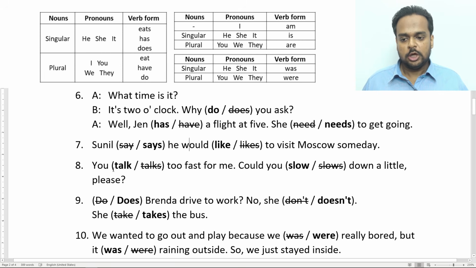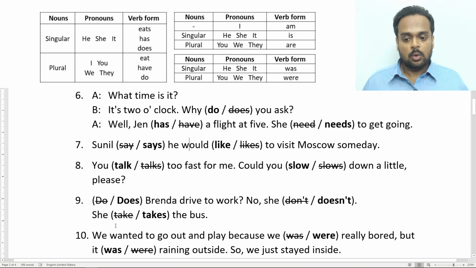Number 8, you talk too fast for me. Could you slow down a little, please? Number 9, does Brenda drive to work? Again, Brenda is a singular noun, so we need to add S to the helping verb do. So we make it does, and then we make a question with that. Does Brenda drive to work? No, she doesn't. She takes the bus.